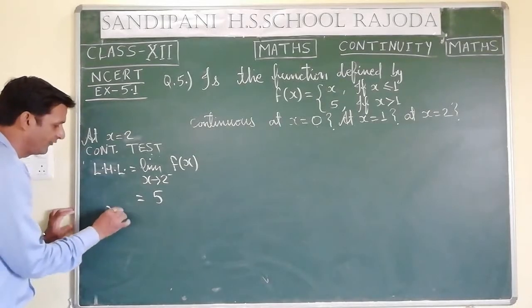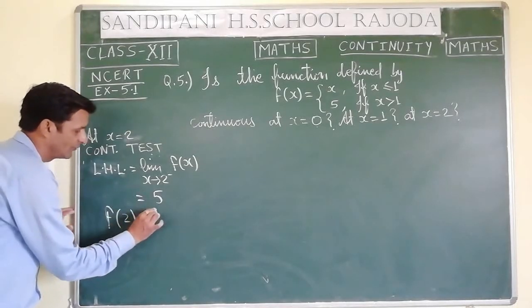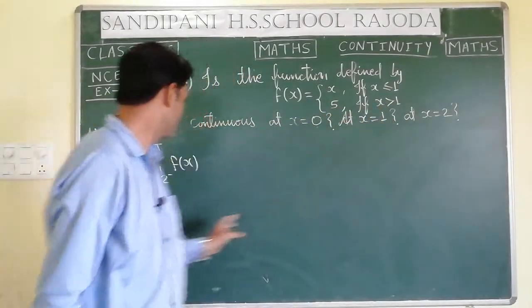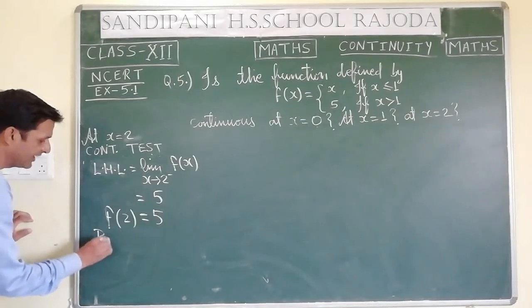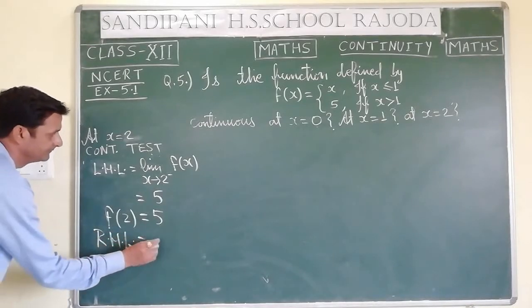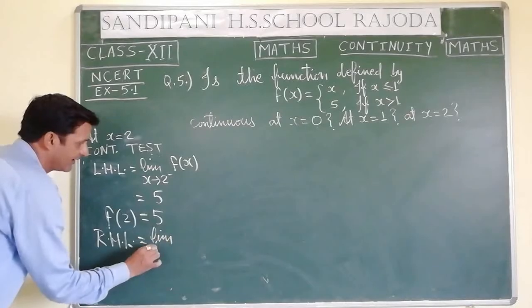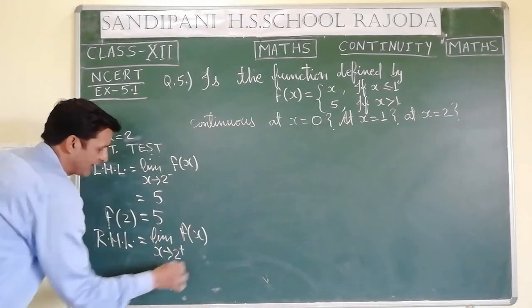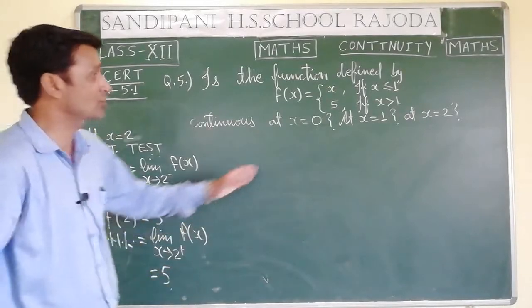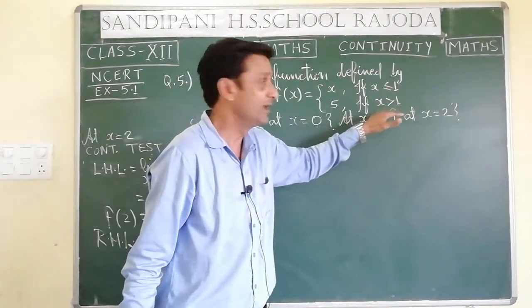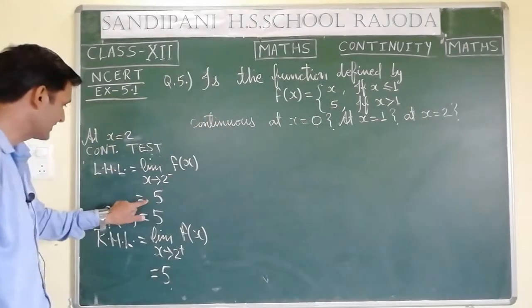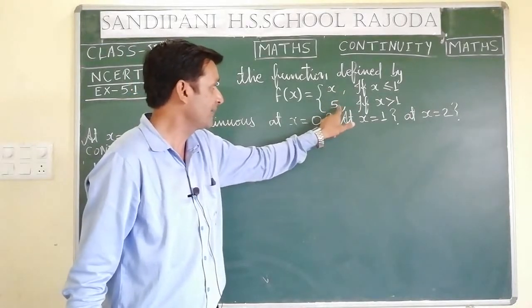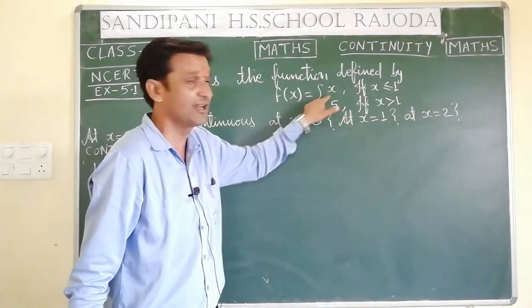Now f of 2, this is also 5, because 2 is of course greater than 1. So it is 5 again, and right hand limit means limit x tends to 2 plus f of x. This is also directly 5. Why is it so? Because 2 is of course greater than 1 only. So in all the 3 cases it is 5, 5, 5, and there is no need to mention any value of x here, because x is not given in it. It is a constant function.